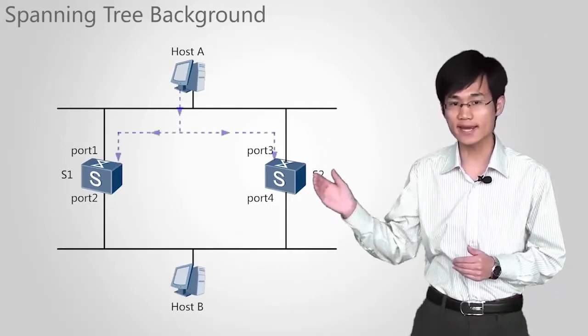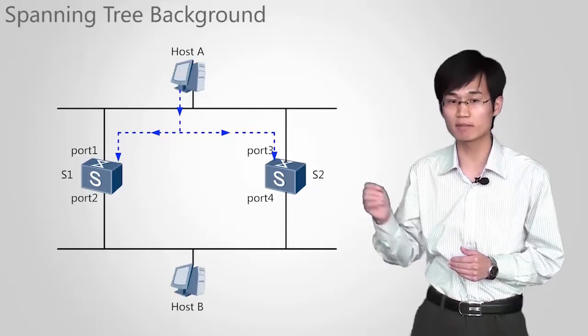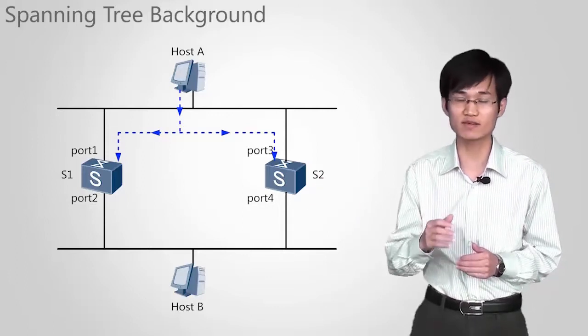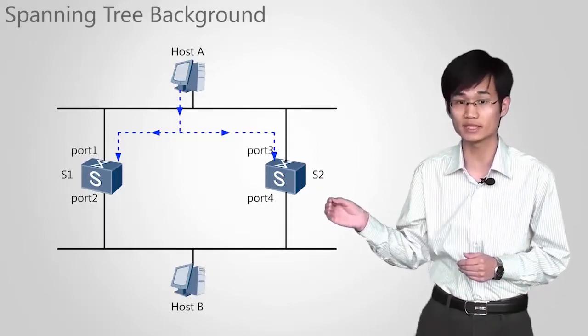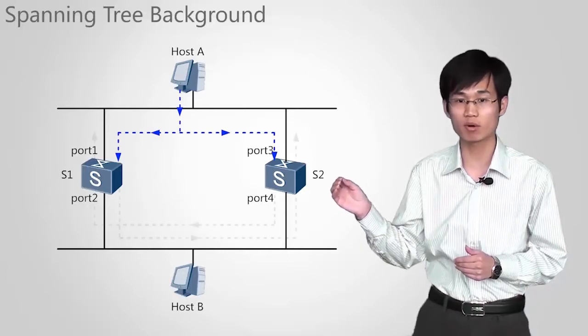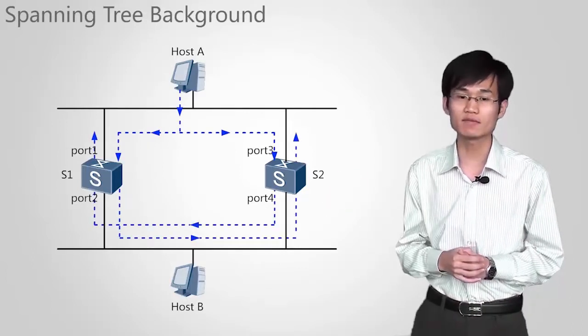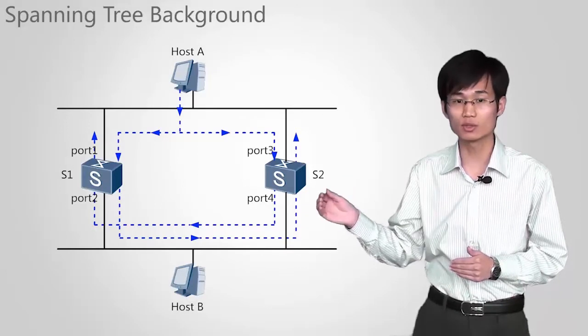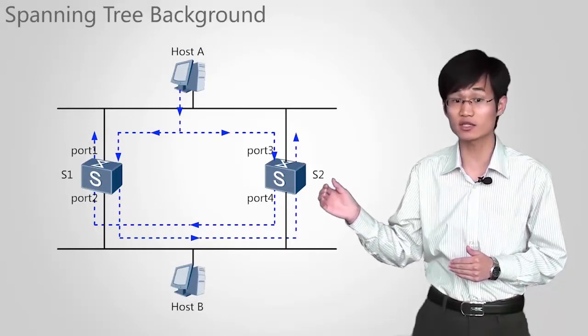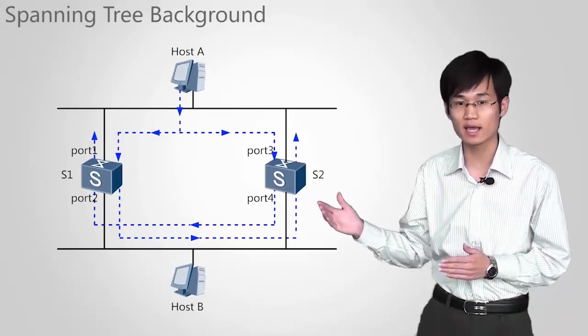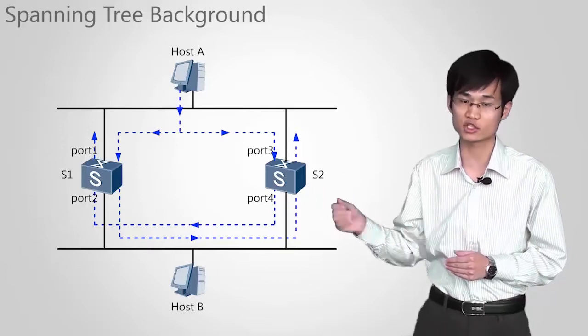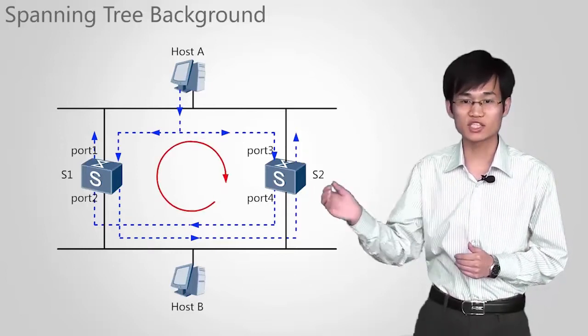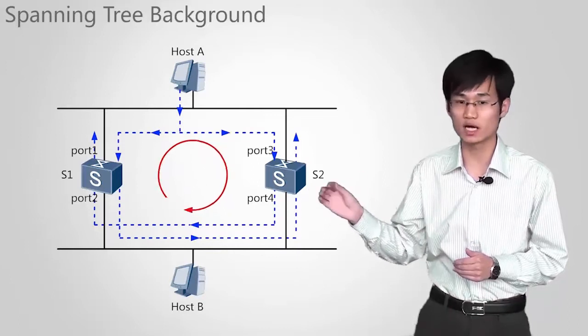If host A broadcasts a request message, the message is received by port 1 and port 3 and forwarded by port 2 and port 4. Then port 2 and port 4 receive the message sent by the other device, and port 1 and port 3 forward the message. The procedure repeats and a loop occurs.